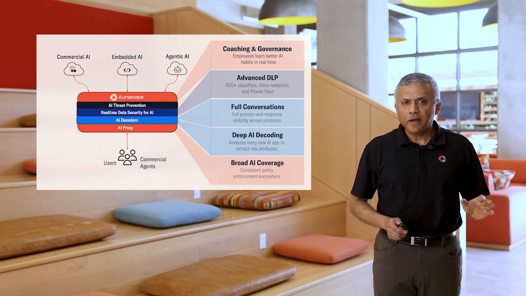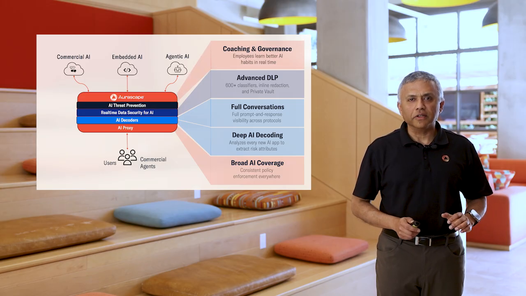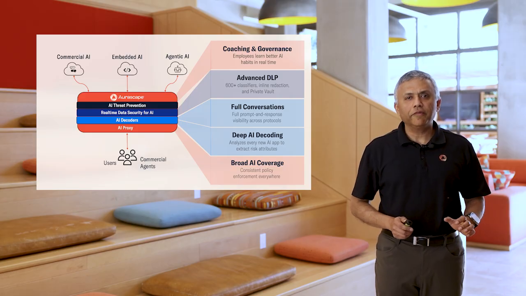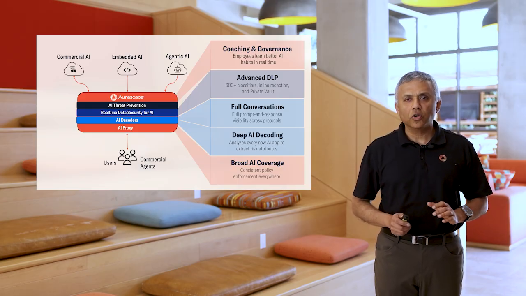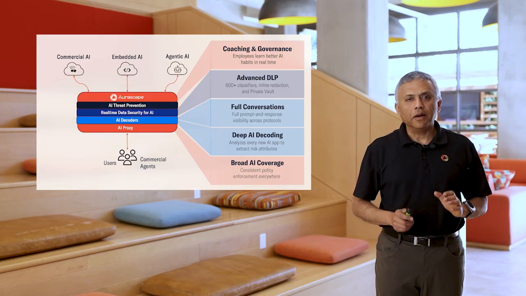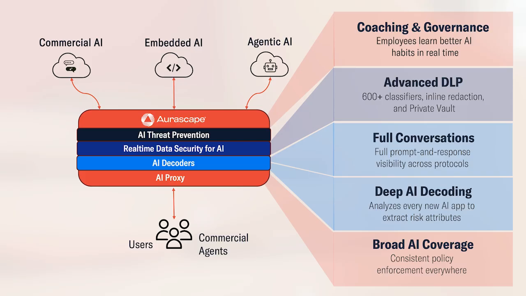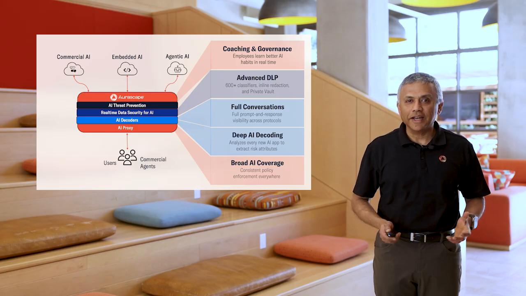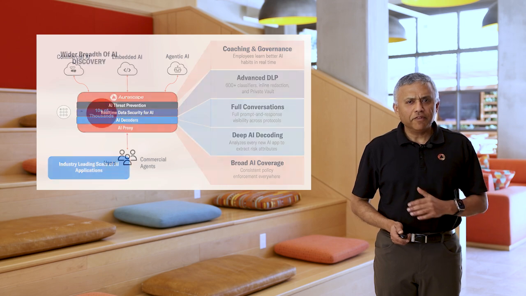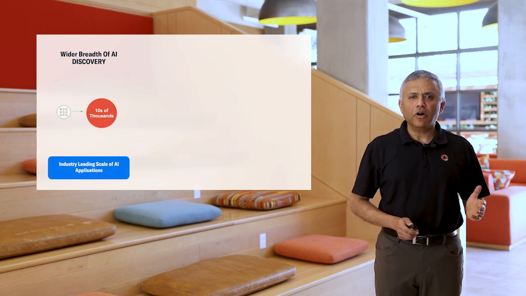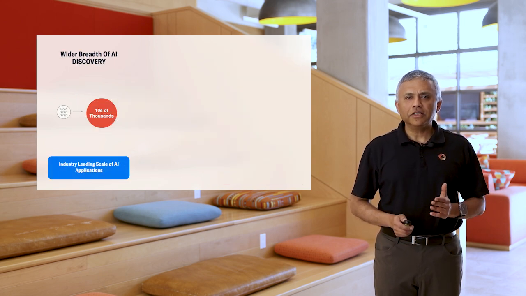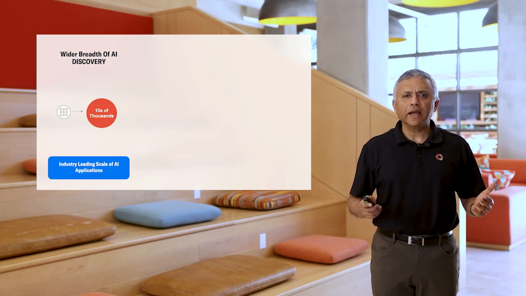And finally, governance doesn't mean friction. With custom coaching notifications and hands-on controls powered by Auri, our built-in Copilot, business owners stay in the loop and employees actually learn better habits in real time. And now, what we are most excited to announce. We have dramatically expanded the breadth of our AI apps and agent coverage by an order of magnitude.